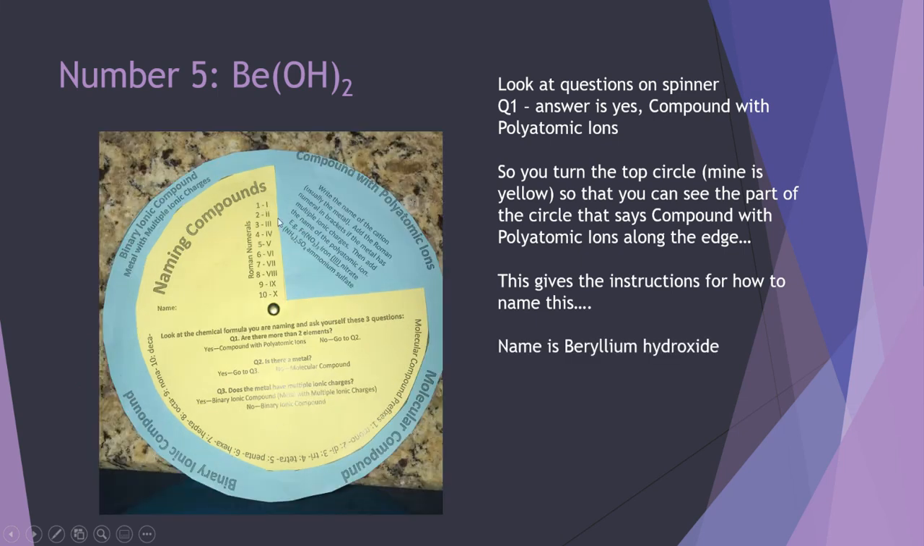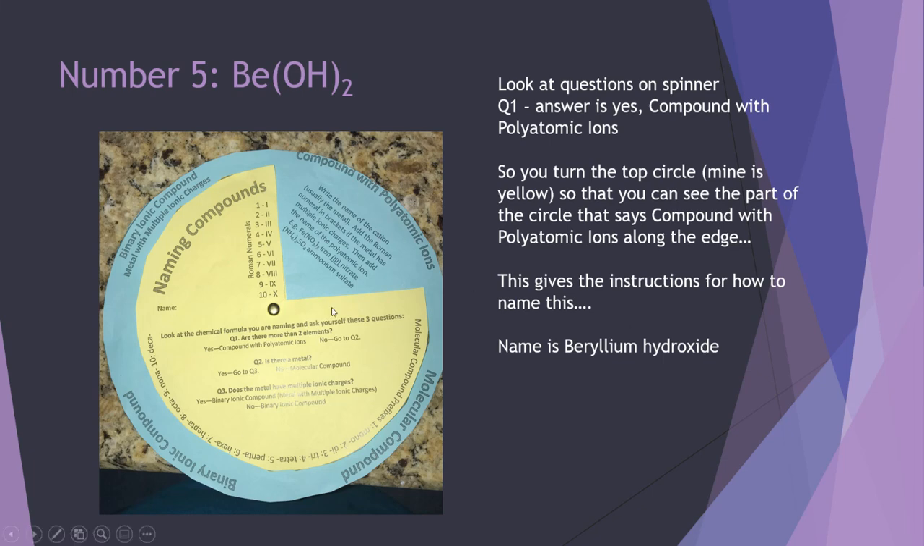So I've turned my spinner, and we've got the information here. It says write the name of the cation, usually the metal, add the Roman numeral in brackets if the metal has multiple ionic charges, then add the name of the polyatomic ion. So here we've got beryllium. It only has 1 charge. And then we've got hydroxide. So the name of our compound is beryllium hydroxide.